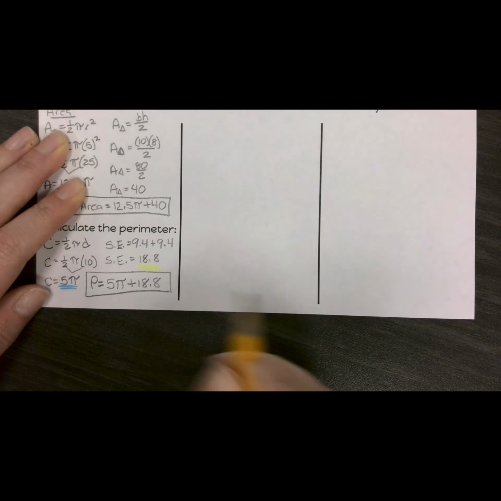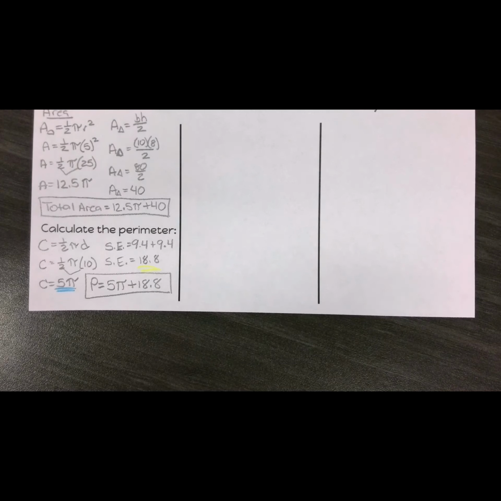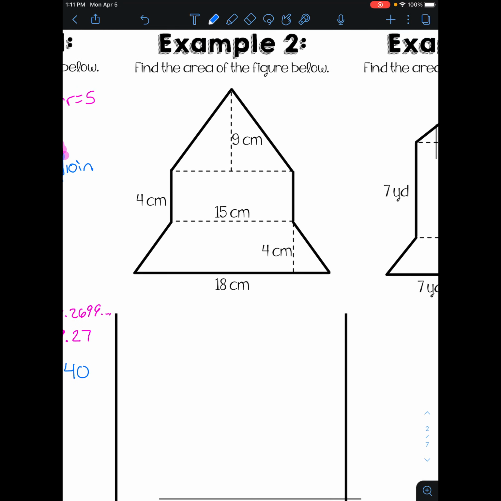Again, I'm going to leave it in terms of pi because that's the hard part. The easy part is putting your calculator and rounding. Now, example 2 is rather nice because it's already sectioned off for you. So we have our triangle at the top.